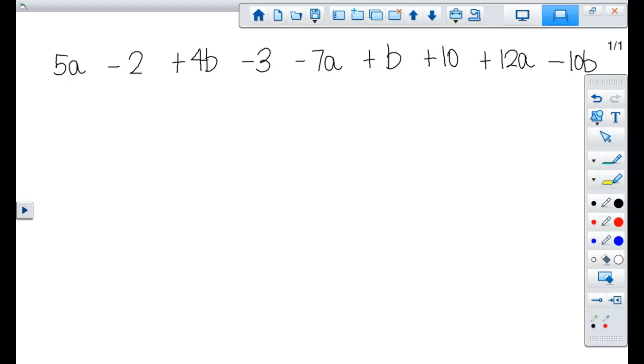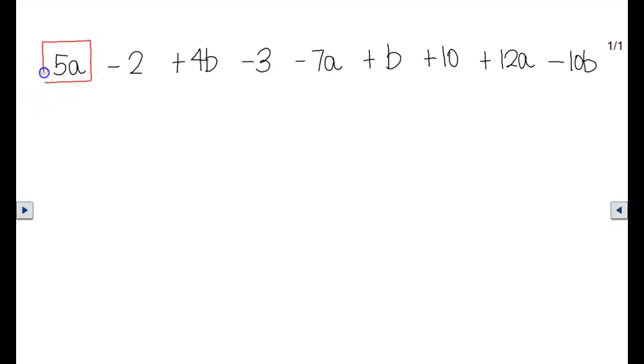So here's what we'll do. We'll start up front, start at the very beginning of the problem with our first term. Now here's where I would suggest that you look around the house and you find yourself some different colored pens, some different colored pencils, highlighters, whatever you have available to you, so that you can use those to help you mark your like terms. So I'm going to start out with the color red, and I am going to put a red box around my first term, which is 5a.